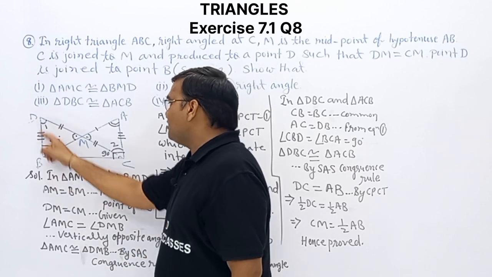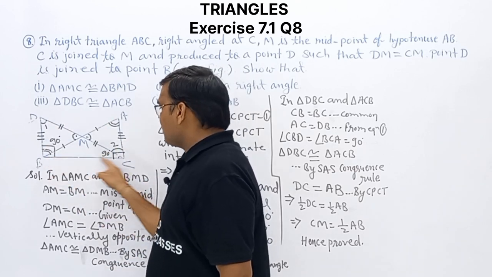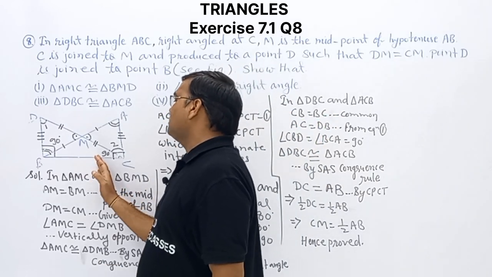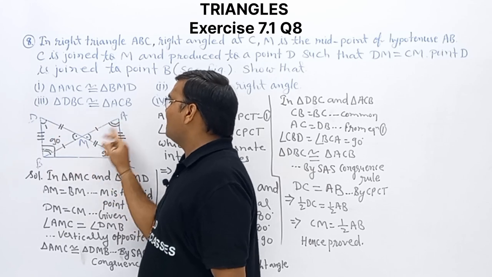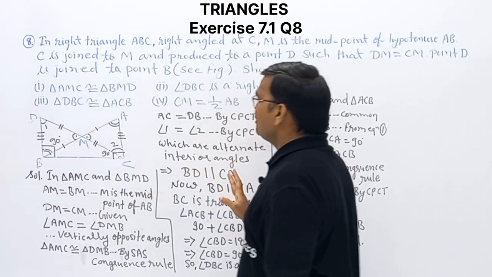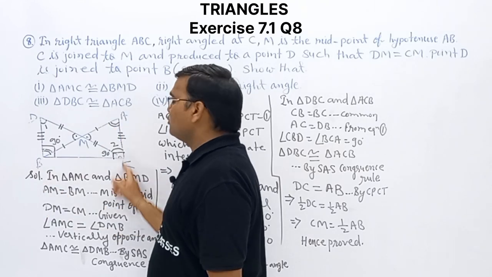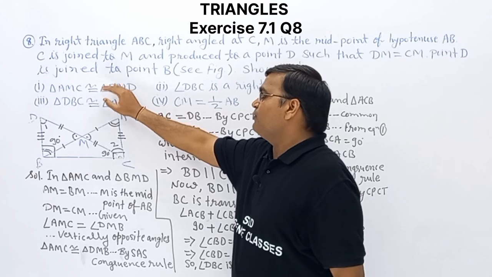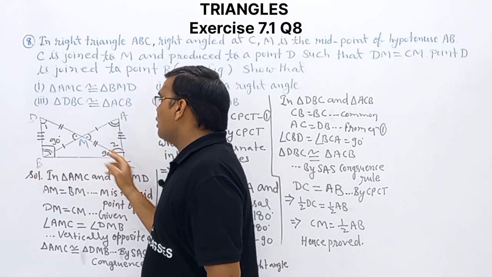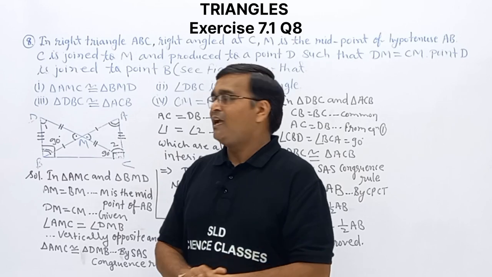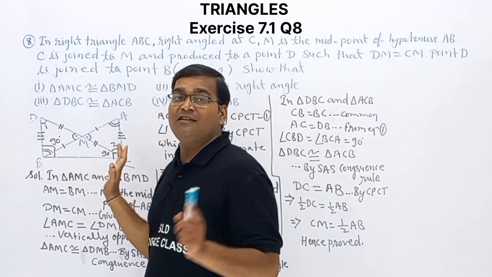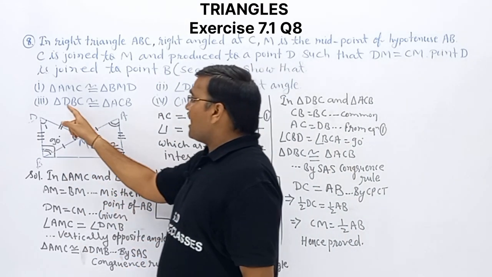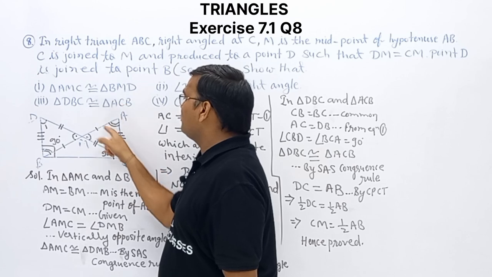First, for these two triangles, BC is common, so one side we obtain equal. This BC and BC is common in this triangle and this triangle. Clear? After this, another thing: by CPCT from question number 1 we proved this side equals this one. This is common, this equals this one. 2 things we obtained, and we also obtained this angle equals this one, 90 degrees. It means by the side congruence rule we can say triangle DBC is congruent to ACB.